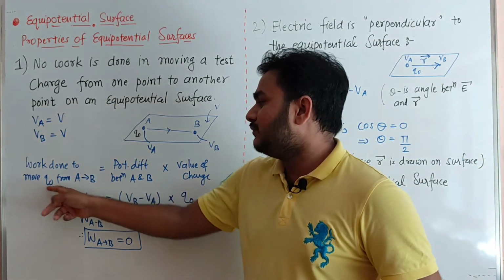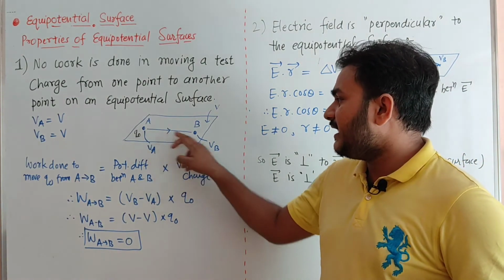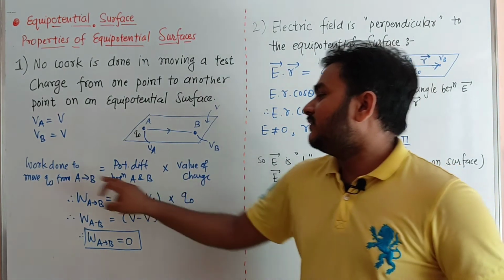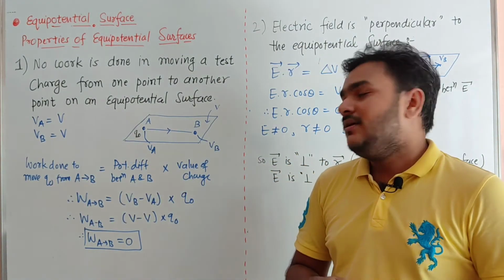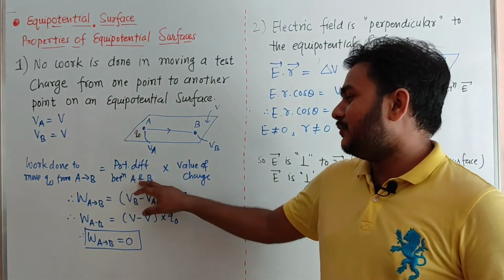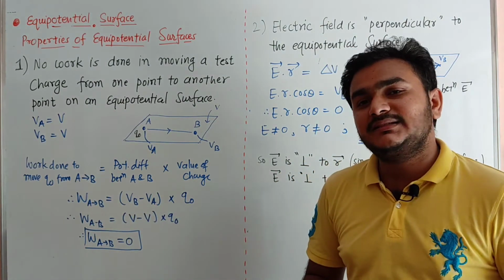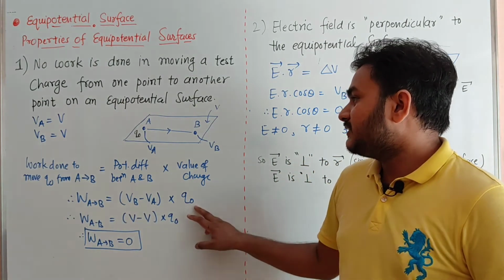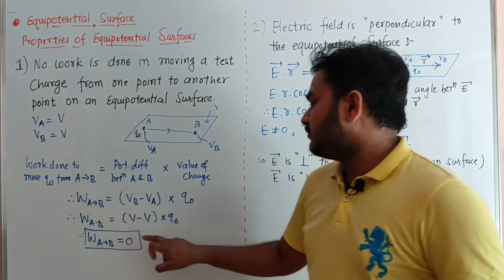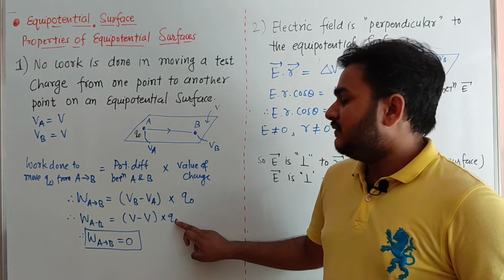So the work done to move Q0 from A to B will be equal to the potential difference between A and B multiplied by the value of charge. This is basically the standard definition of potential. Potential is equal to work by charge, so work is equal to potential multiplied by charge. So W_AB is equal to (V_B minus V_A) multiplied by Q0. Since the potential at point A and point B is equal, V minus V will be 0, and the entire term will lead to the value of 0.